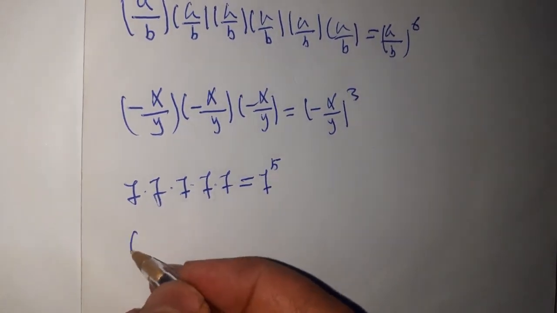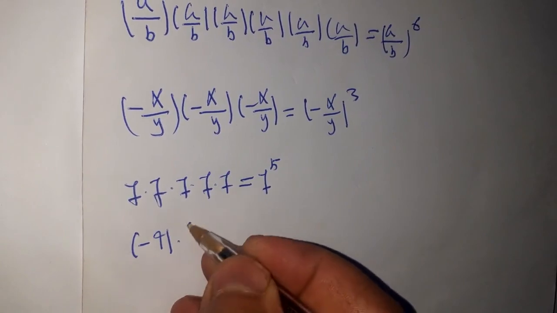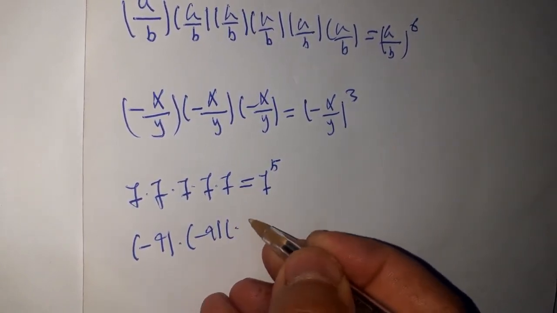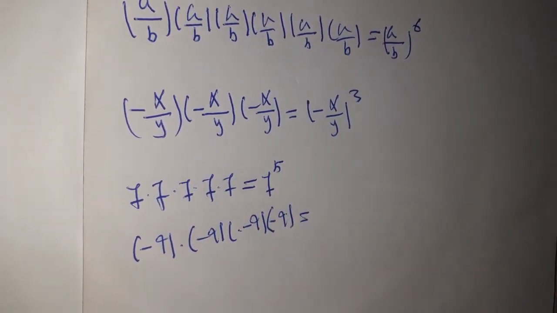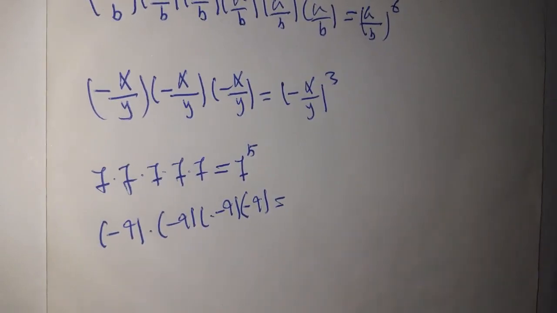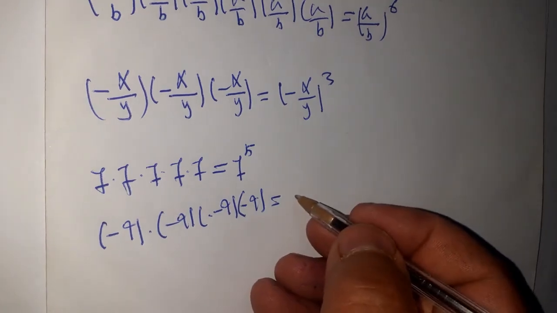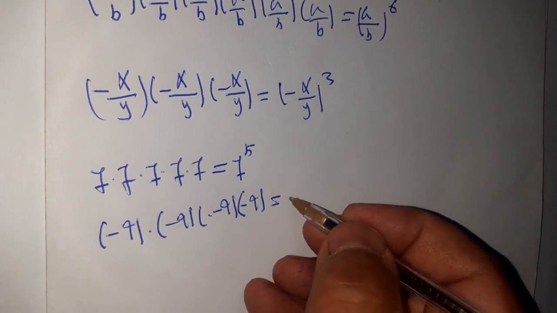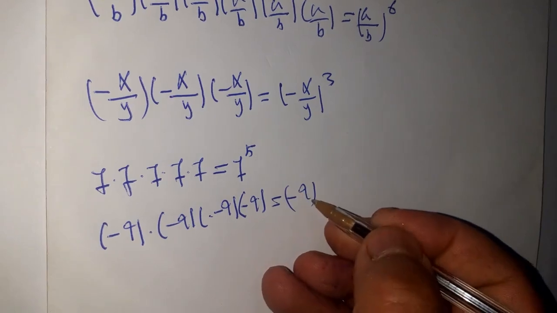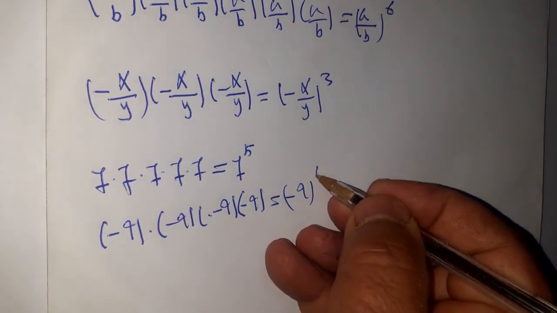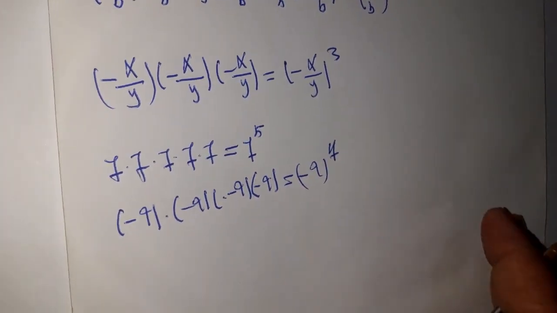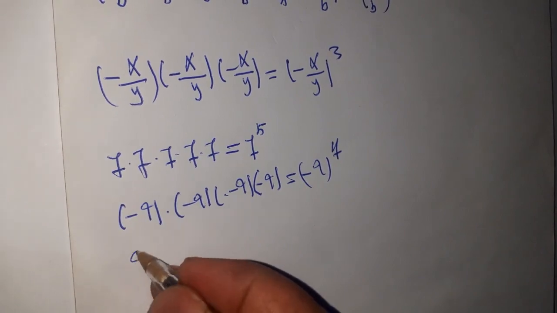Next example, negative 9 times negative 9 times negative 9 times negative 9 equals. The number that is repeated is negative 9, and so negative 9 is the base and it is repeated 4 times, so 4 is the exponent.